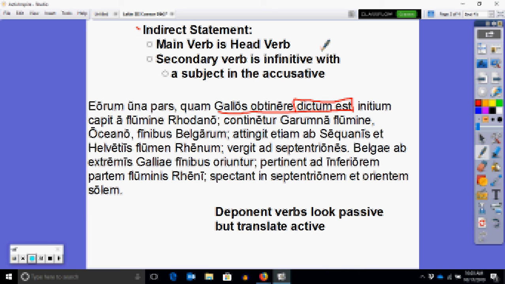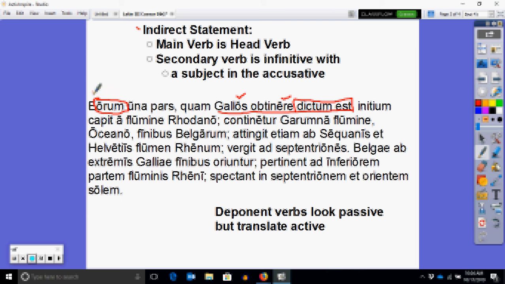In Latin, they're not going to use any word for that at all. What they are going to do is provide a second verb, but it will be in the infinitive. The subject of that infinitive is going to be in the accusative. So, dictum est, it is said that the Gauls obtenere. That's the way you're going to translate that in the passage. Okay? Now let's jump back up here.